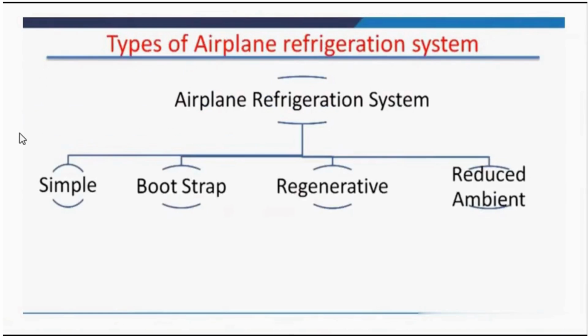Now we will see the various types of airplane refrigeration system. There are four main types of airplane refrigeration system as shown here. The first one is a simple air cooling system, which will employ the gas turbine propulsion engine along with a heat exchanger device. Then the second one is a bootstrap refrigeration system, which will involve the compression process in more than one stage. Then the third one is a regenerative air cooling system, and the last one is a reduced ambient system.